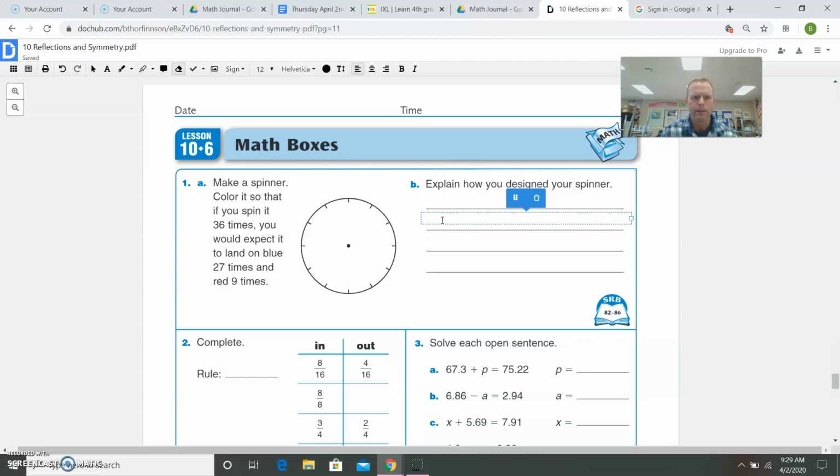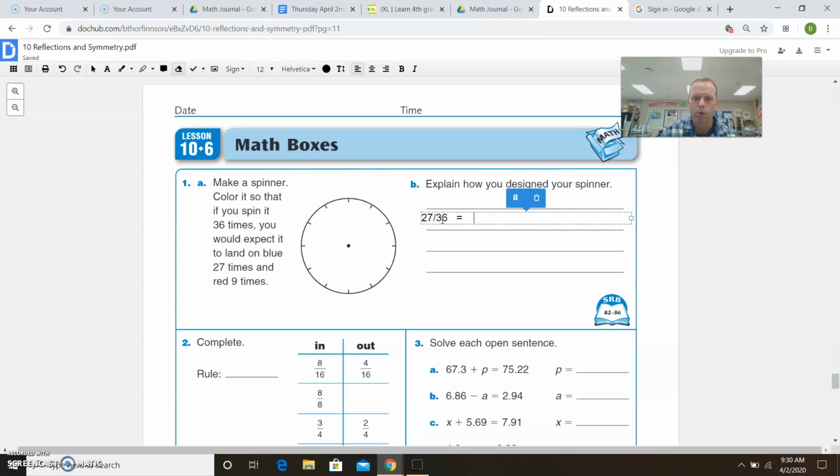You're making a spinner and you need to color it so that if you spin 36 times, 27 times it would land on blue and 9 times it would land on red. Okay, so what we're doing here is we're working with fractions. So you have 36 total spins. So 27 out of 36 are going to be blue, okay? So we just take that fraction and we're not going to divide that circle into 36 equal pieces. I mean, you could do that, but that's far more difficult than if we just work with this fraction and reduce it down to lowest terms.